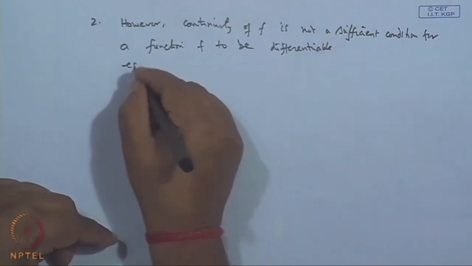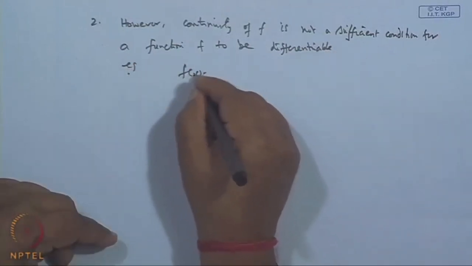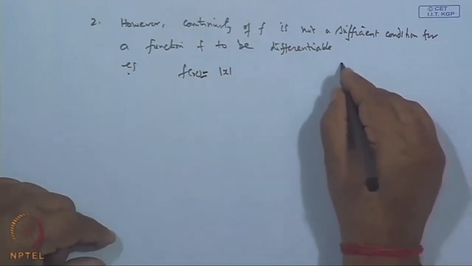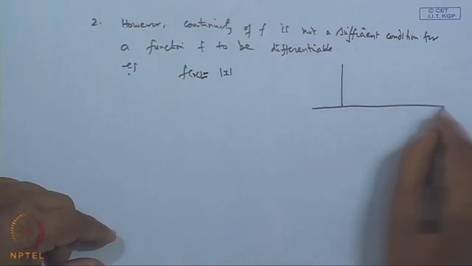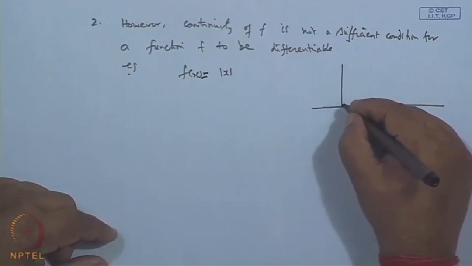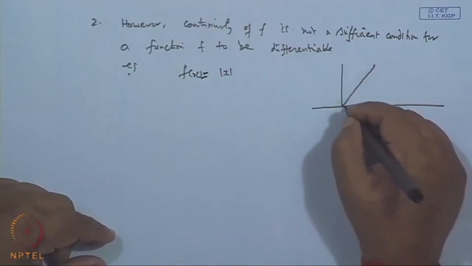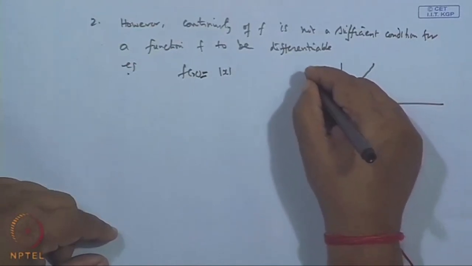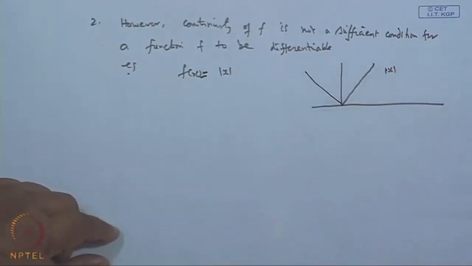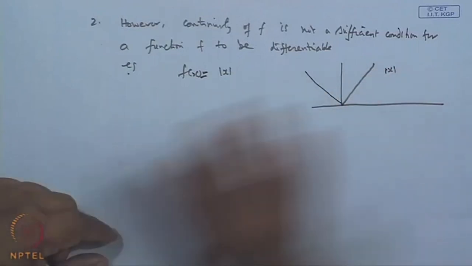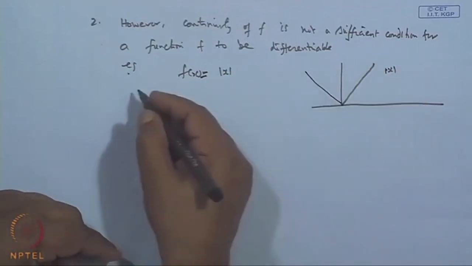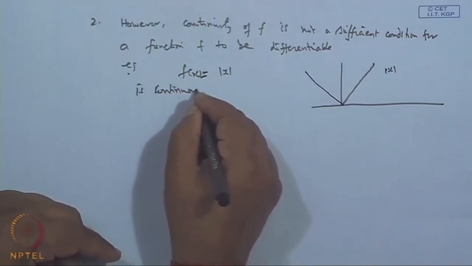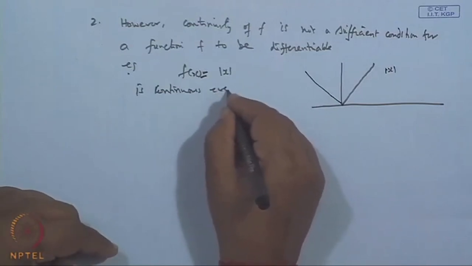For example, if we look at the function f(x) equal to mod x, the curve of this function is like this. When x is 0, it is 0. When x is positive, y equals x. When x is negative, y equals minus x. So, we are getting this graph for mod x. Now, it is a very smooth curve, a continuous curve. In fact, the function f(x) is continuous everywhere.